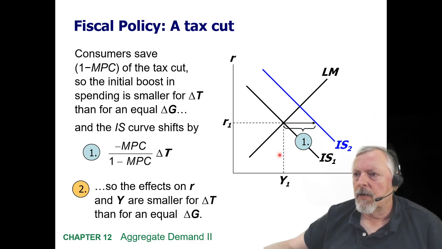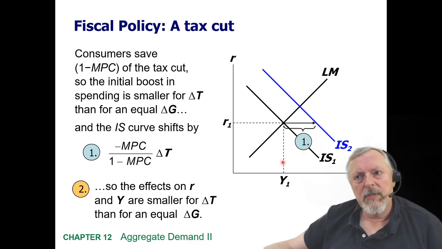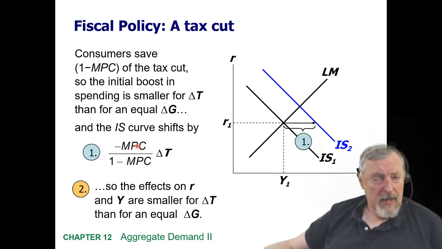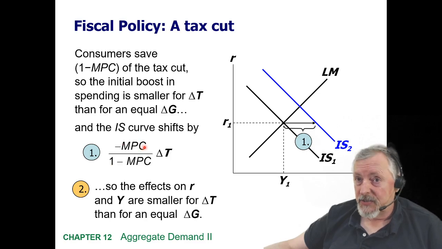Now, the distance of the shift is almost the same as in the case of a government spending increase. But for an increase in government spending, the fiscal multiplier is 1 over 1 minus MPC times the change in government spending. Here, forgetting about the negative for the moment, it's MPC over 1 minus MPC. The marginal propensity to consume is less than 1, which makes the effect slightly smaller.